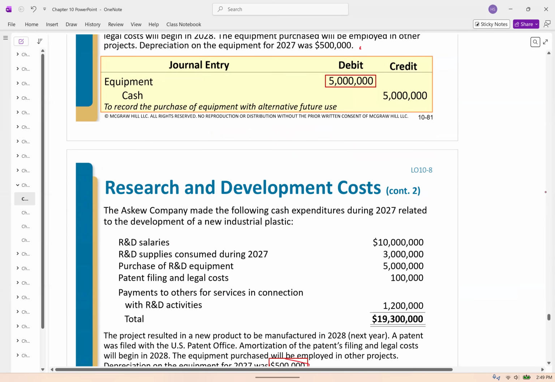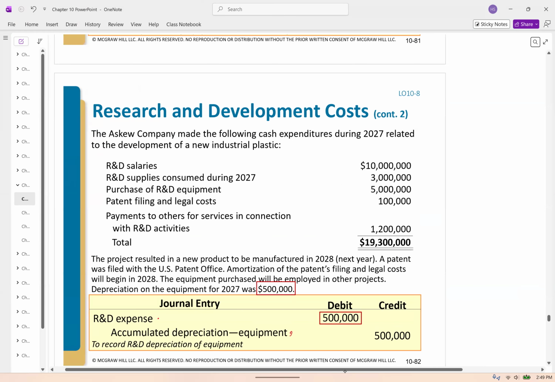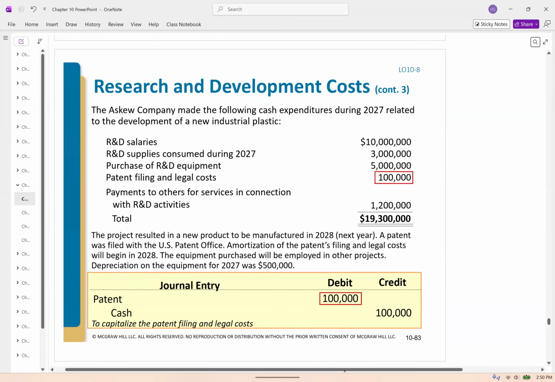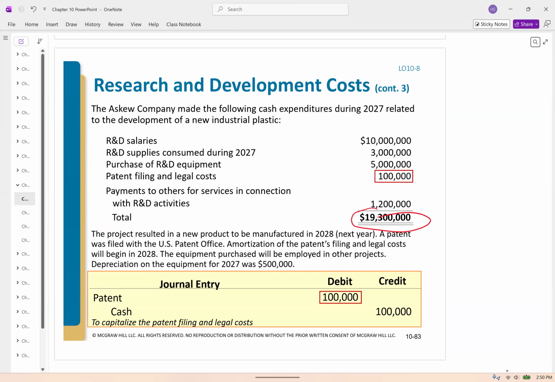Okay. So then we have the accumulated depreciation. Remember, we have that accumulated depreciation, that's the contra asset that goes with the equipment. But when we expense, notice it does not say depreciation expense. It says R&D expense. And then the $100,000, they actually get to put $100,000 in the patent account, and that's it. Out of almost $20 million, the only thing they get to put into an asset is a patent.